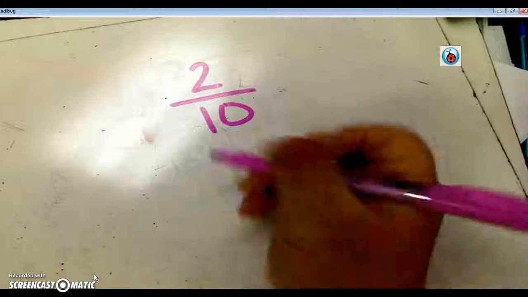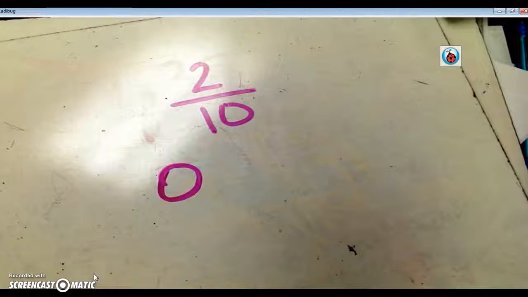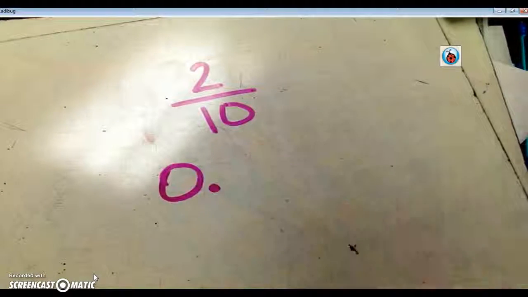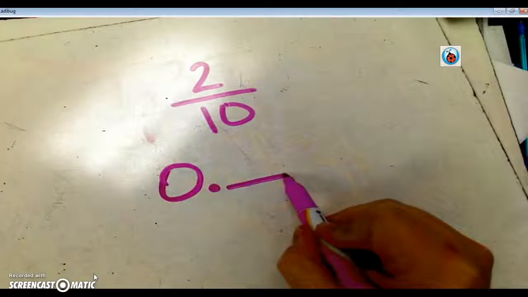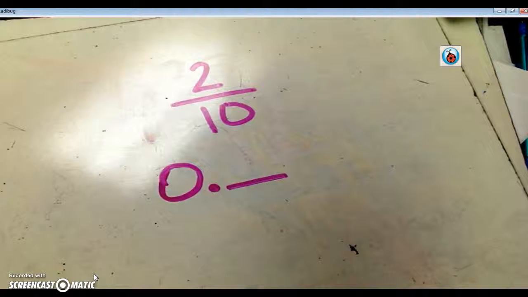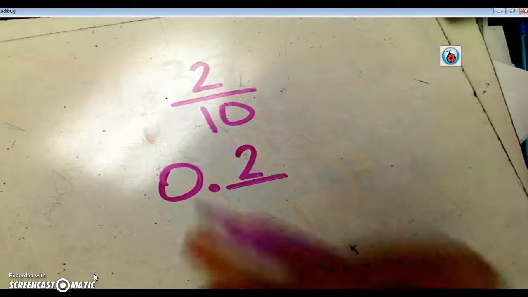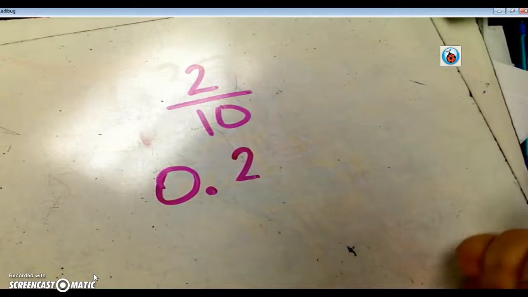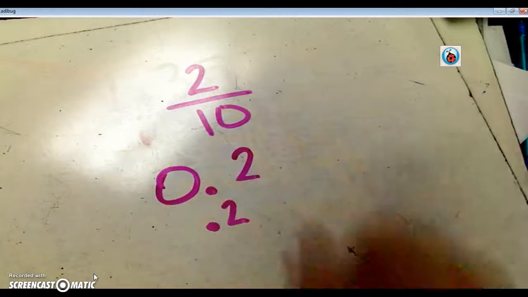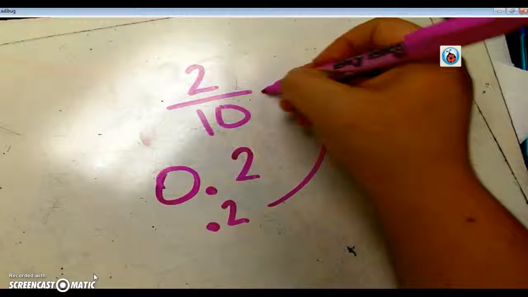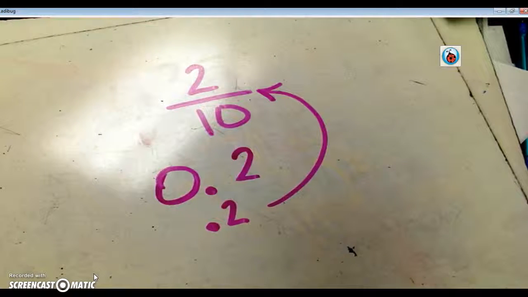So I might talk myself through this. Well, I have 0 whole numbers, I have no wholes, and I have 2 tenths. Well, I know the first place to the right of a decimal is the tenths place. How many tenths do I have, Gabe? 2. So I would write a 2 in the tenths place. This decimal, 0.2, is the same thing as, or equivalent to, 2 tenths written as a fraction. Does that make sense to you? Okay.